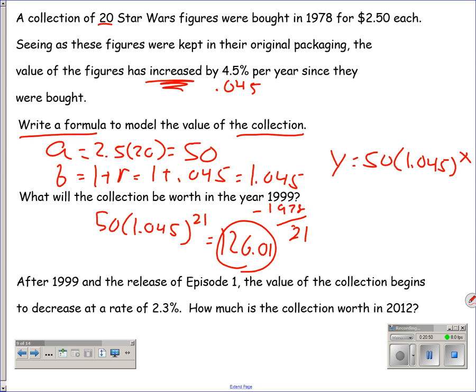I mean, after 21 years, it's gone up by like what? $7,600. Does that make sense, though? Cool.